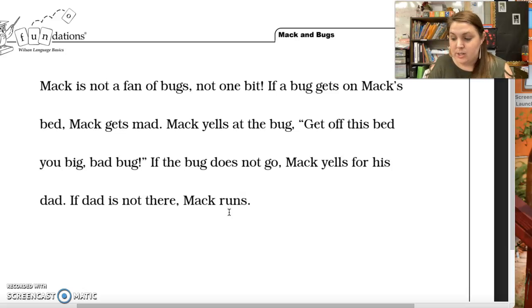Our next word is lips. What's the word? Lips. Let's tap it. L-ip, lip, lips. All right, go ahead and write it and mark it up. If you need more time, pause the video.